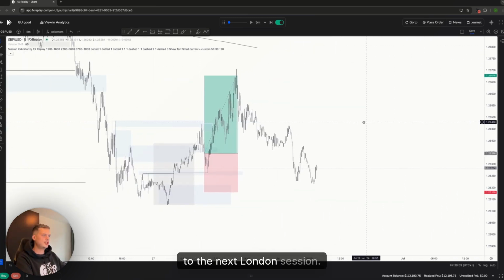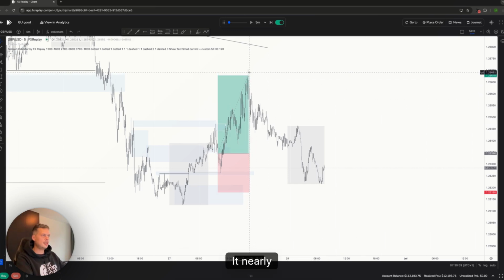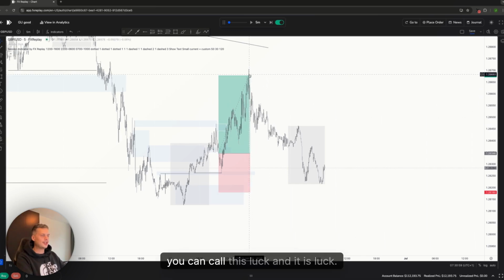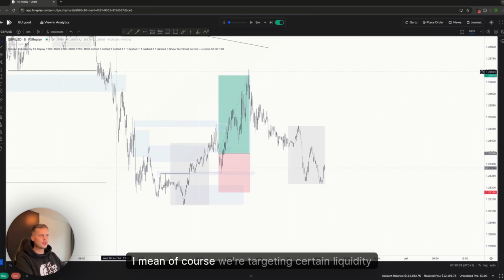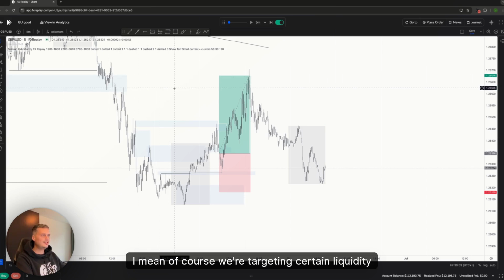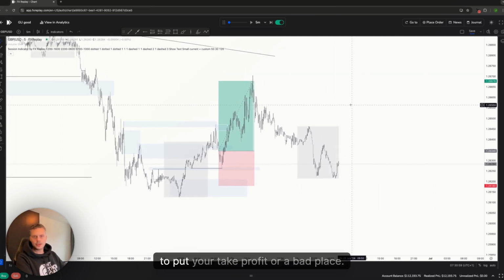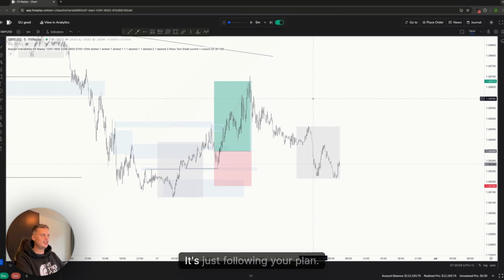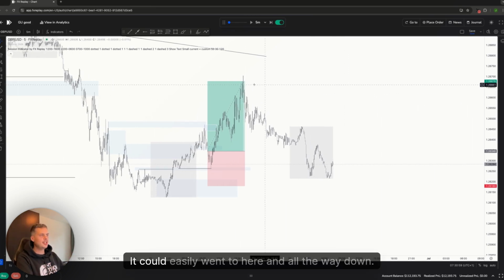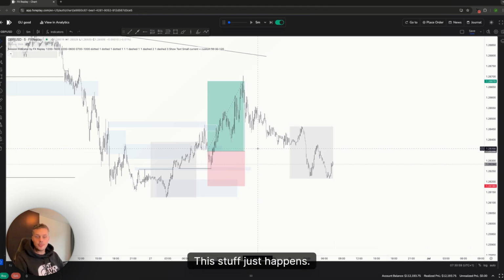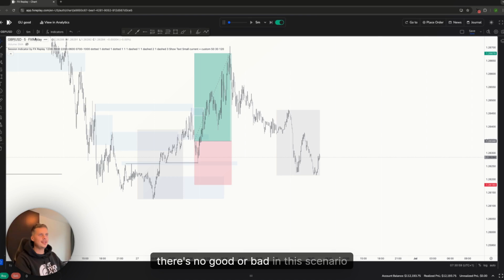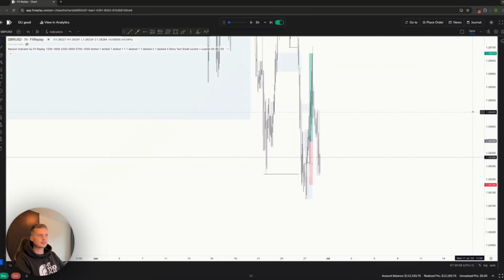Going to the next London session. It nearly, you can call this luck, and it is luck. I mean, of course, we're targeting certain liquidity areas, but there is never a good place to put your take profit, or a bad place. It's just following your plan. It could easily have gone to here and all the way down. This stuff just happens. So yeah, there's no good or bad in this scenario.